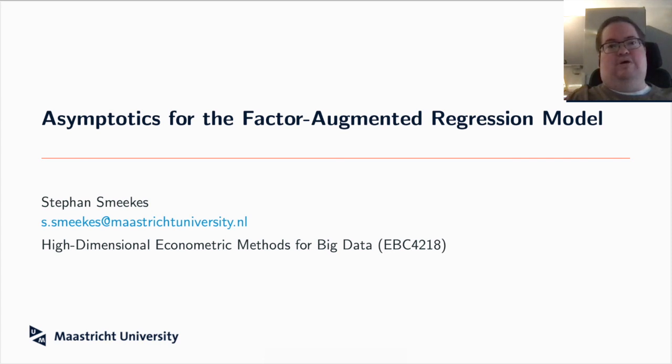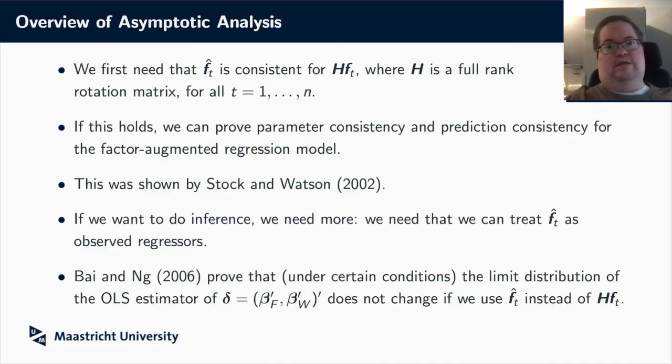In this video lecture, I will discuss the intuition behind the asymptotic analysis of the factor-augmented regression model. The asymptotic analysis for the factor-augmented regression model consists of multiple stages. The first stage is proving consistency. But here we should of course take care that consistency is defined slightly differently.